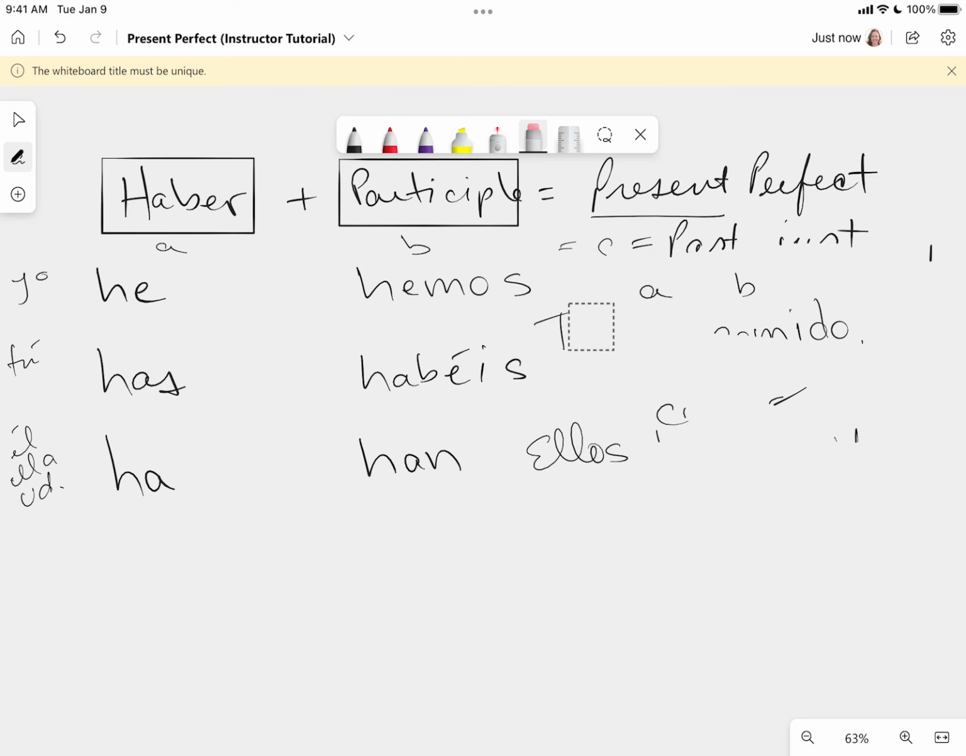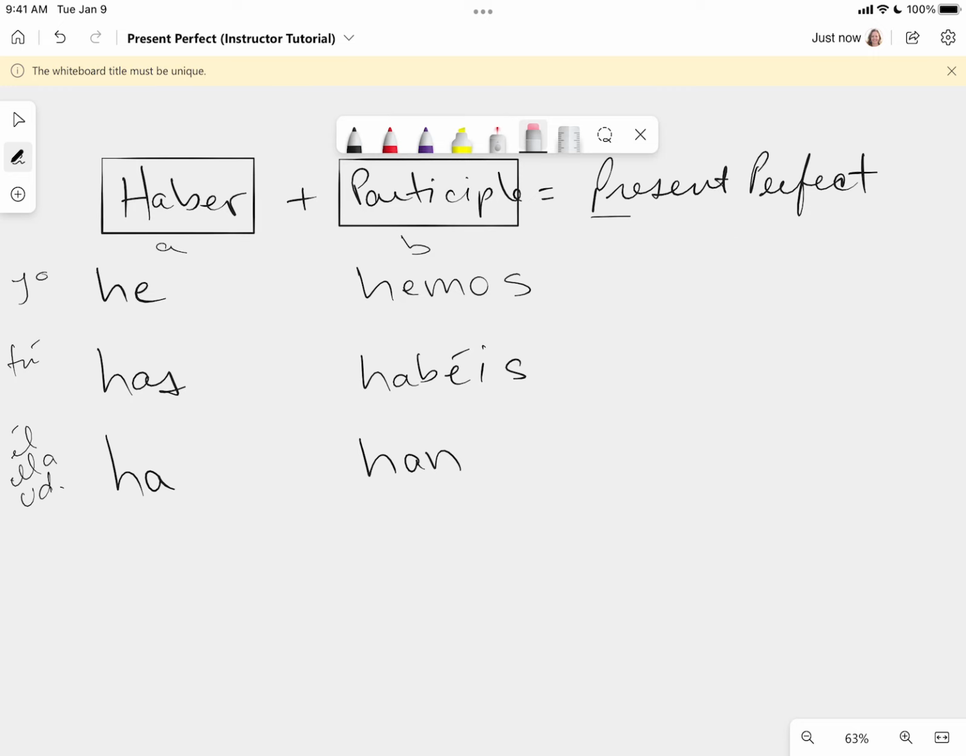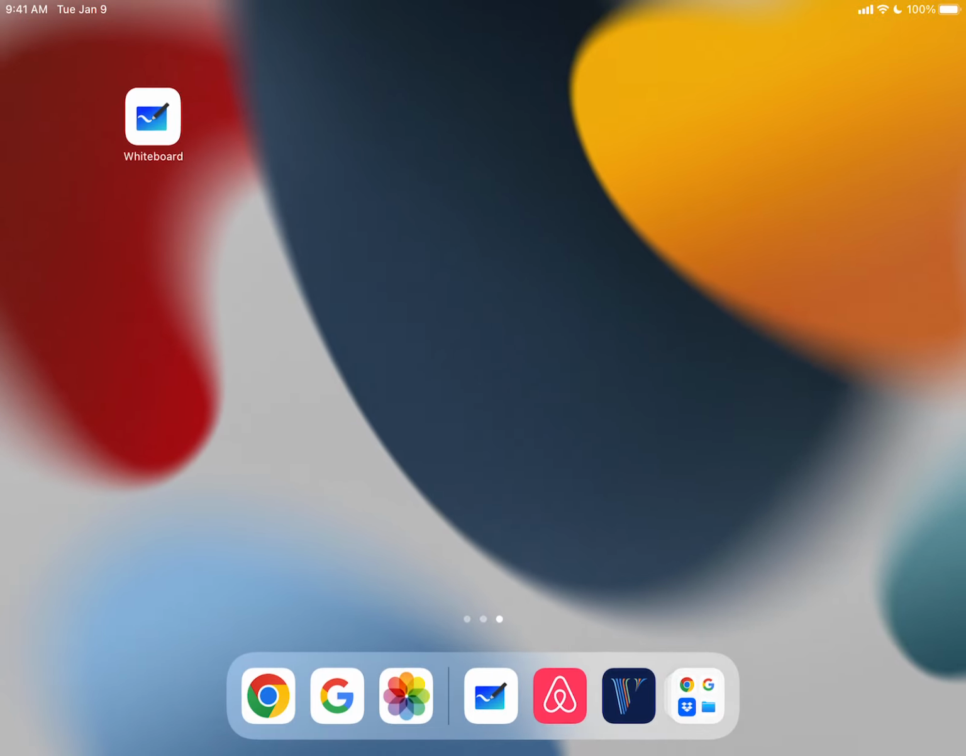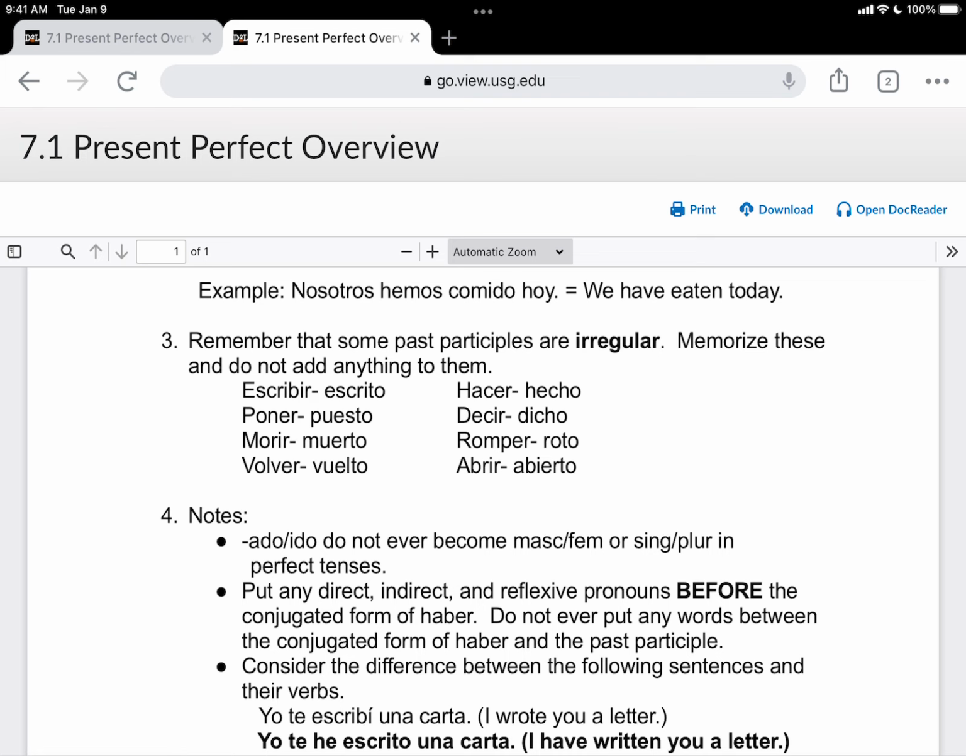All right. So earlier, I mentioned that was for regular verbs, right? So what happens when they are irregular participles? Oh no, we have to have irregular participles. All right. Well, let's go ahead and take a look from our lesson. It says, remember that some participles are irregular. Memorize these and do not add anything to them.